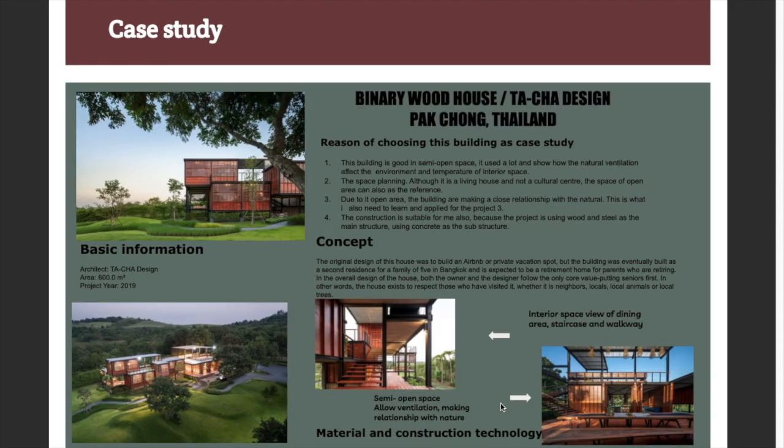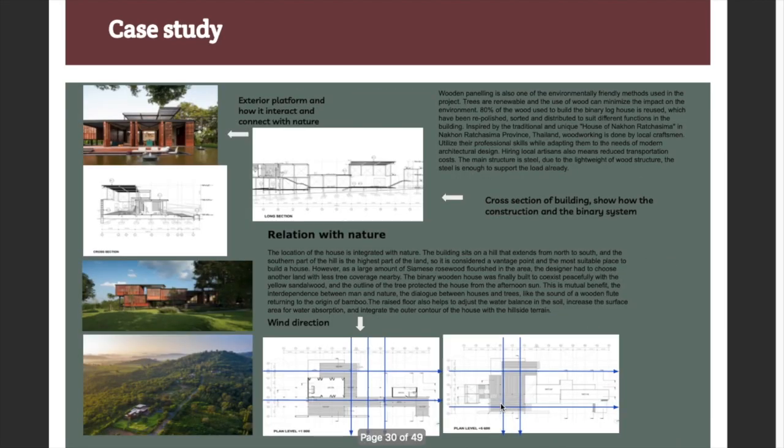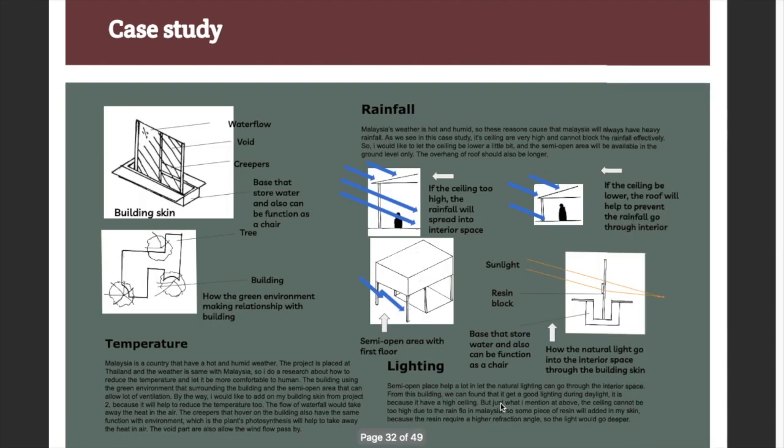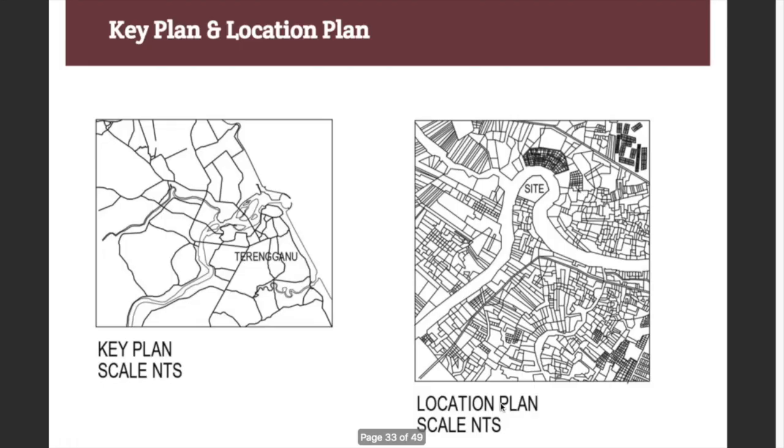This case study is talking about houses in Thailand, and I chose it because it has a good relation with nature, and it has many semi-open spaces. I take a look at its ventilation, how it prevents the rainfall, reduces the temperature and increases the lighting.